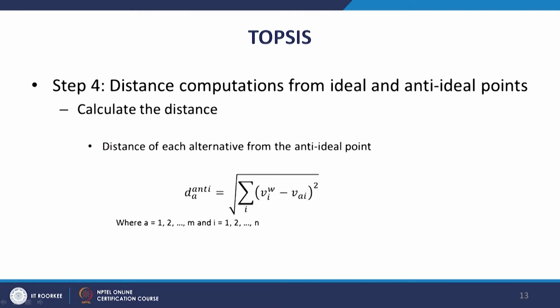For the anti-ideal point, the expression d A anti is going to be computed using the square root of the summation over i, in parenthesis we have v_iw minus v_Ai, square. So using these two expressions we can always compute the distance of each alternative from the ideal and anti-ideal points. So let us move forward.